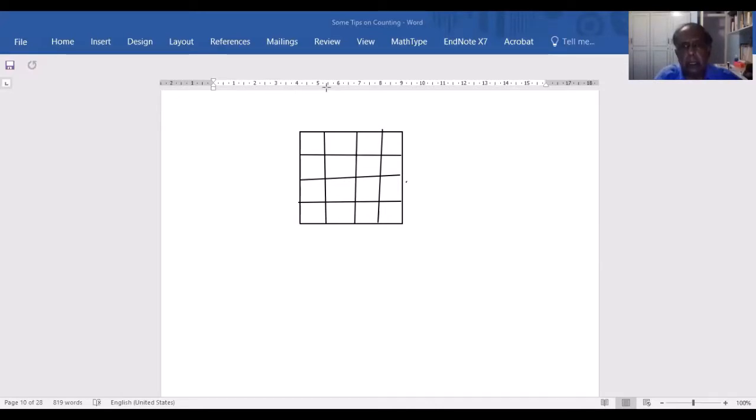So let's put a tick. Once we have a tick, we're going to put a cross now. The question says you can't put a tick and a cross in the same row or in the same column, which means that you're not allowed to put it in any one of these rows.